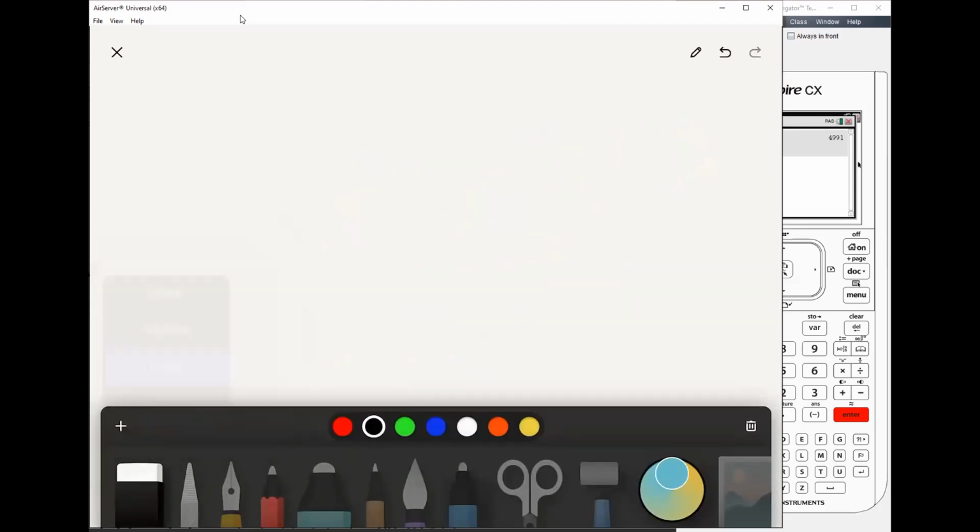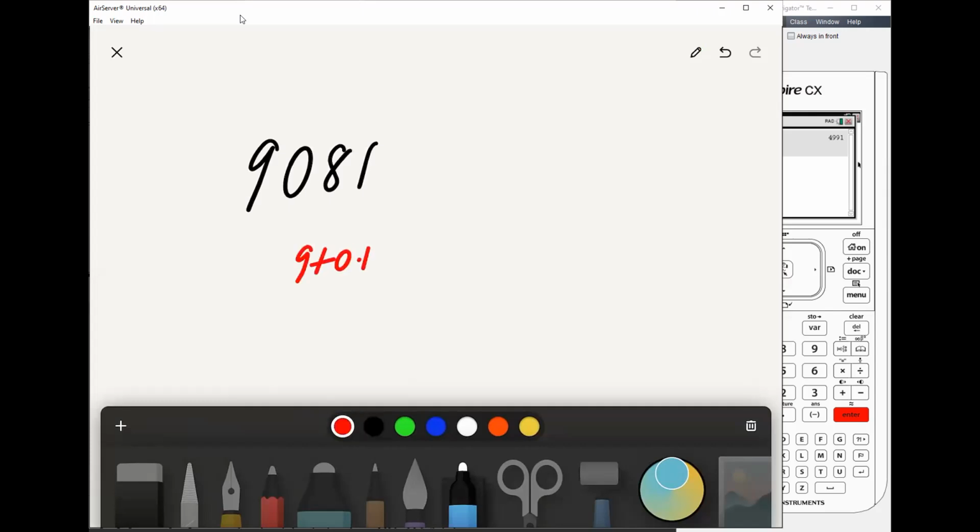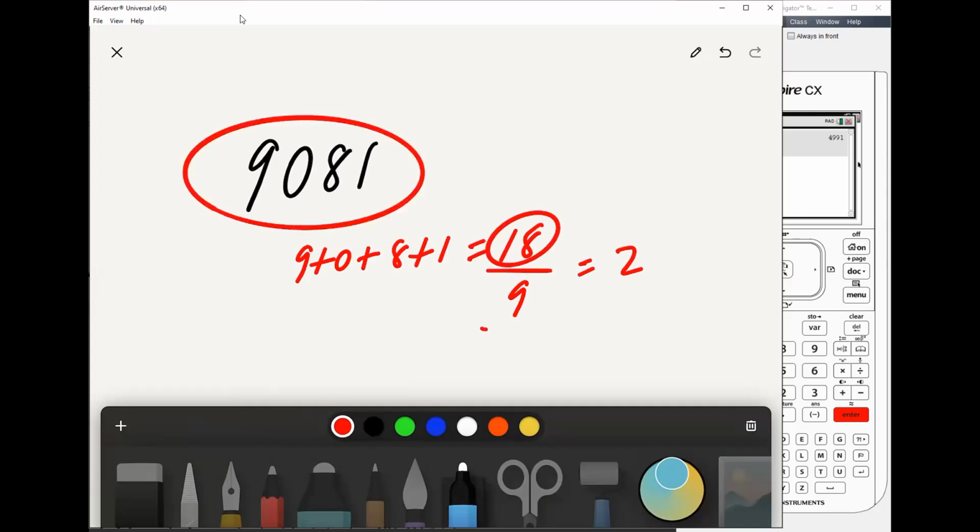All right, so I'm going to say 981. So is that number divisible by 9? It is. And the reason that I know that is if I add up all of these numbers, 9 plus 0 is 9. 9 plus 8 is 17. 17 plus 1 is 18. And 18 is definitely divisible by 9. So because the sum is divisible by 9, that means this number is divisible by 9. And it's a pretty easy number to check.